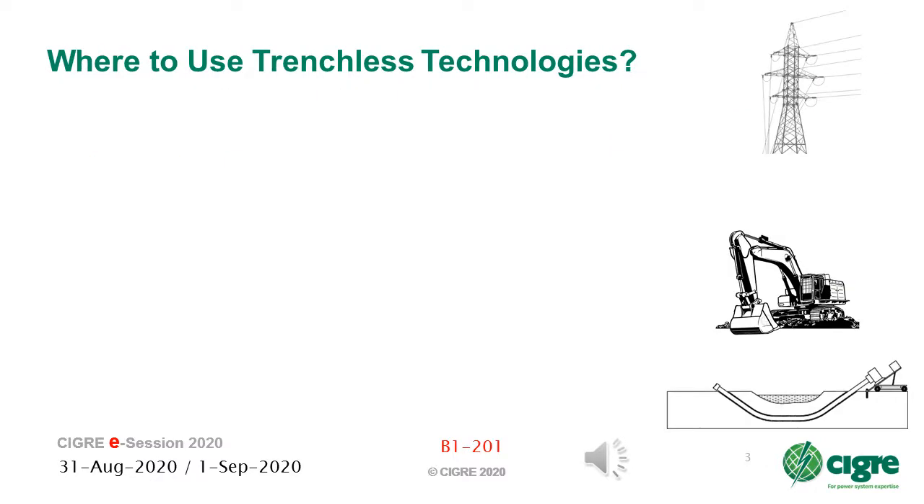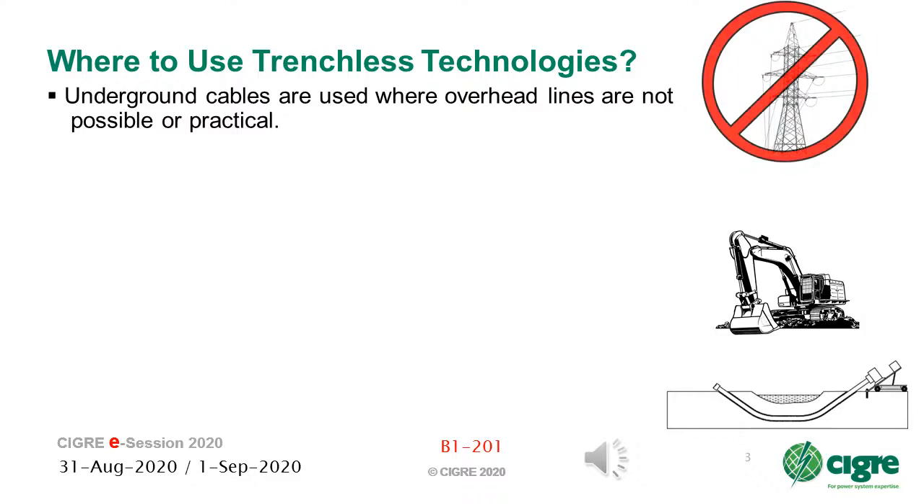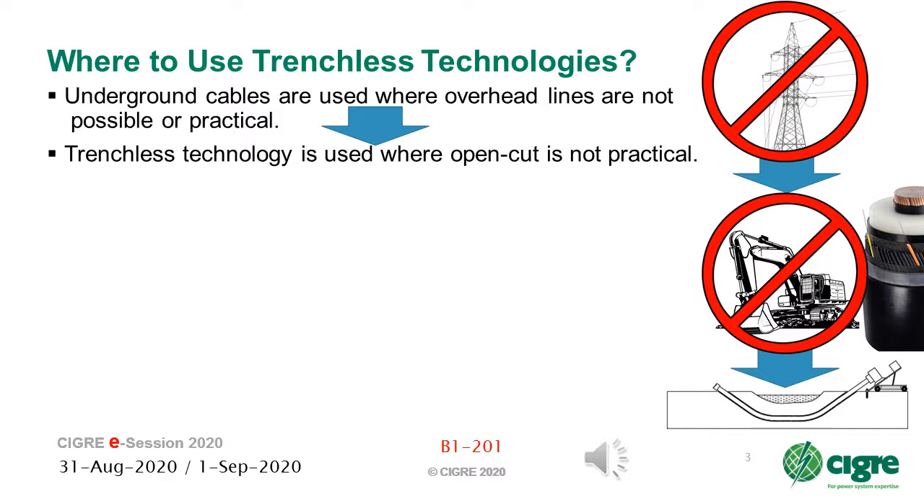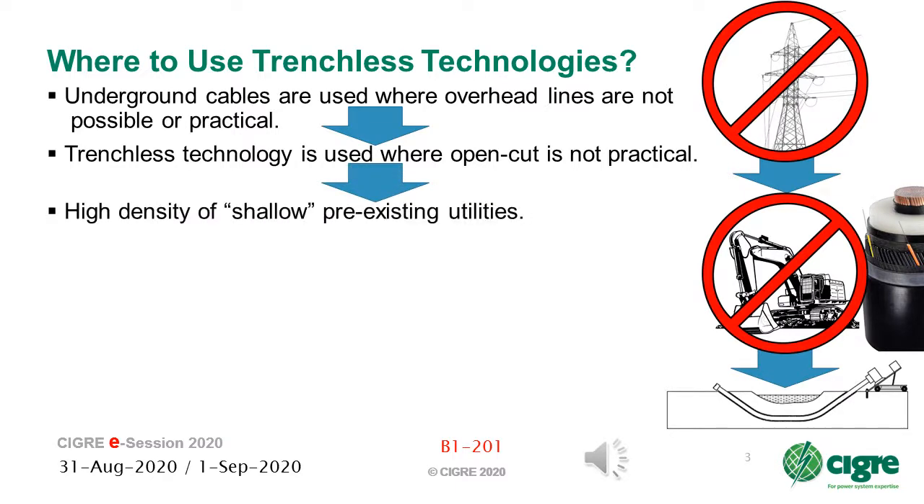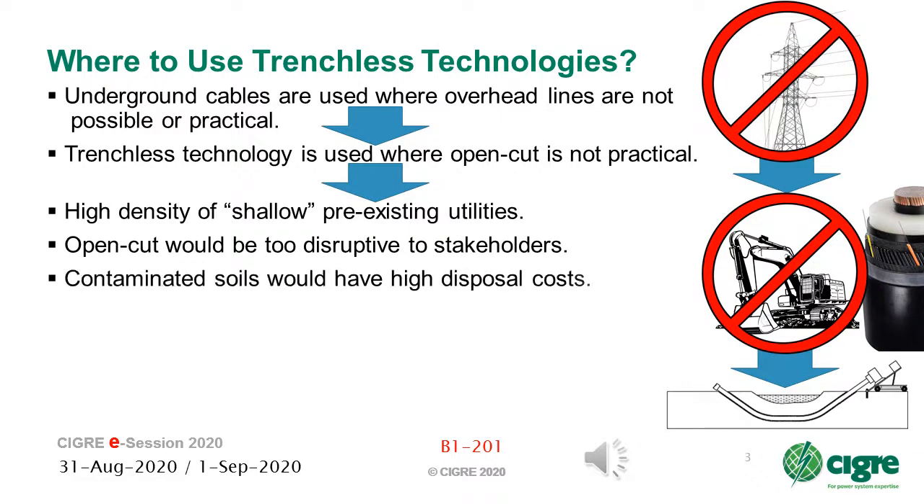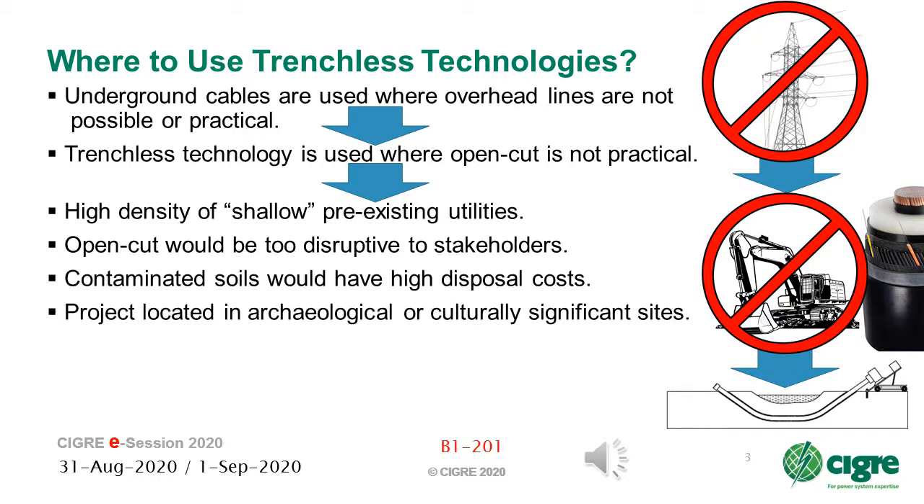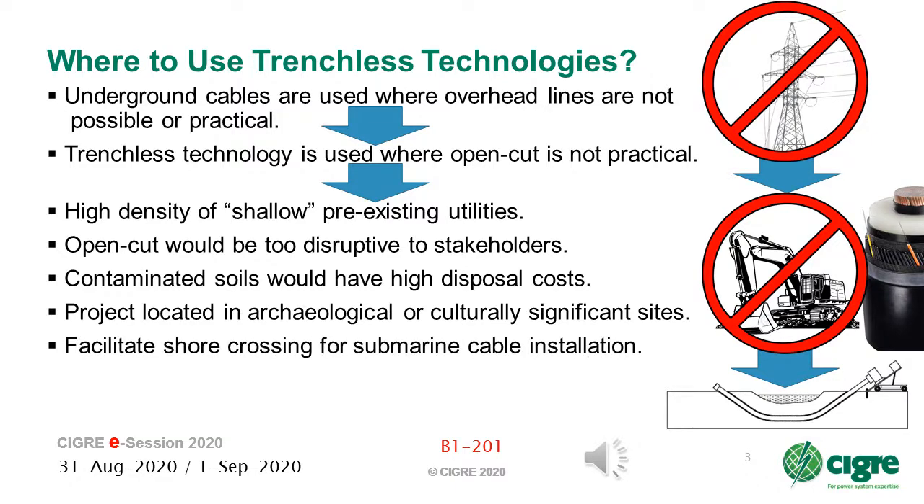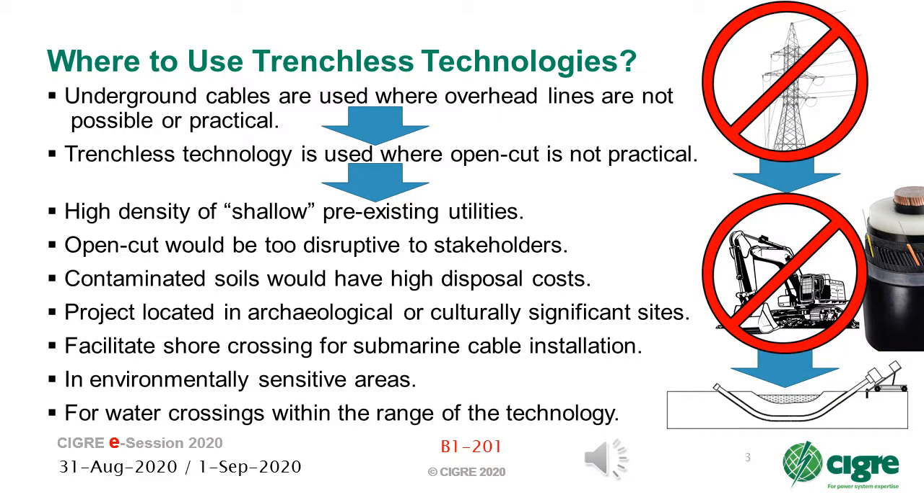From the standpoint of power transmission and distribution, underground cables are used where overhead lines are not possible or practical. Trenchless methods are used where open-cut trenching is not possible to install those underground cables, including situations such as high density of shallow pre-existing utilities, where open-cut would be too disruptive to the stakeholders, where there's the possibility of contaminated soils that would have high disposal costs, a project located in archaeologically or culturally significant areas, to facilitate crossing the shore zones for submarine cable installations, in environmentally sensitive areas, and for water crossings where the distance of the crossing is within the range of the trenchless technology.